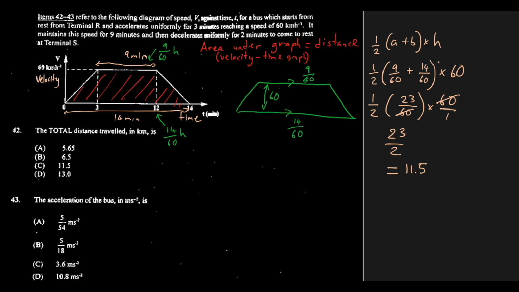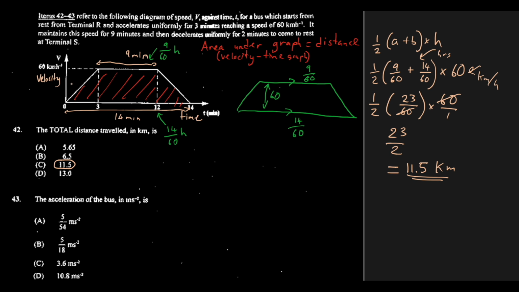So remember, we already converted this to hours. And since this is kilometers per hour, our unit would be 11.5 kilometers. And if you look here, we have that answer here. So our answer is 11.5. And remember, they said the total distance, that's why we calculated the area under the entire graph.